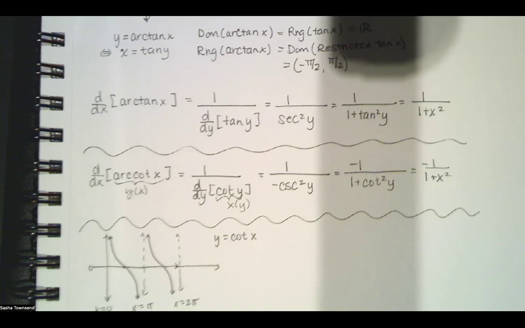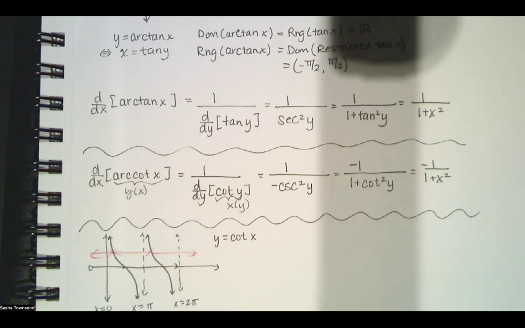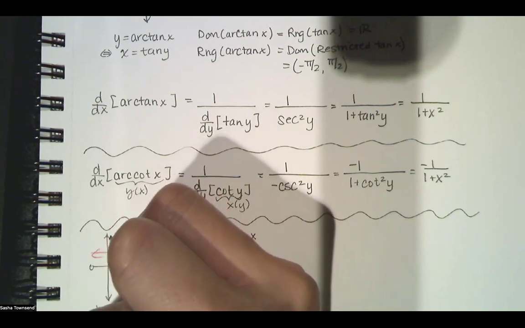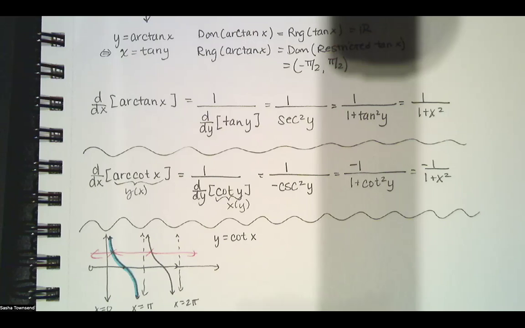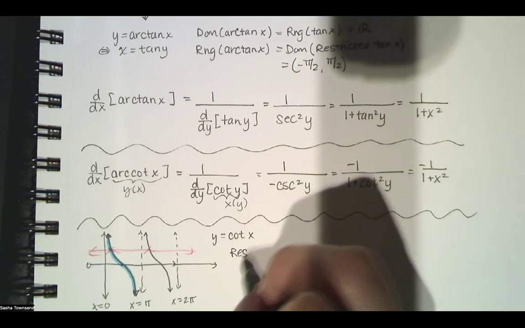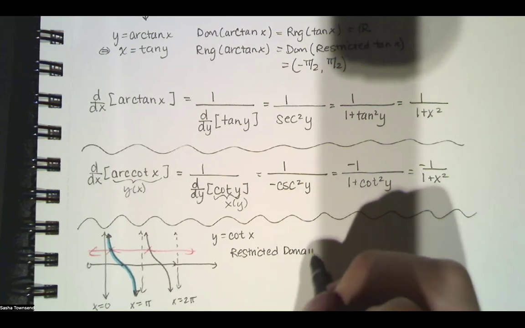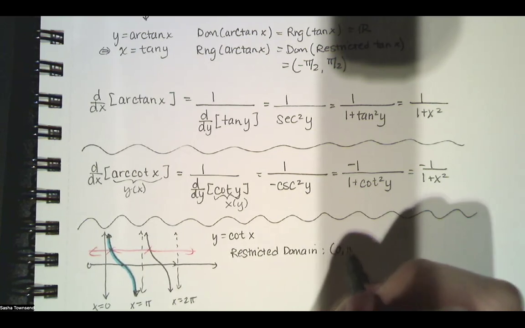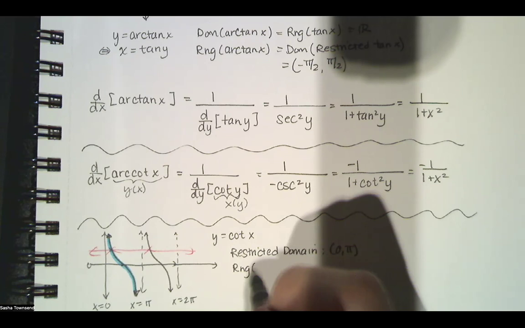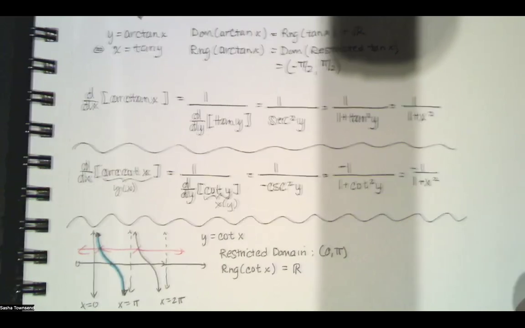So we say, okay, does that have an inverse? No, not technically. It fails the horizontal line test. But if I restrict myself to the interval from 0 to pi, then it does have an inverse. So let's look at this restricted domain. Look at cotangent on the restricted domain of 0 to pi. Then the range of that cotangent is still all real numbers. So we're getting all the real numbers from that interval from 0 to pi.